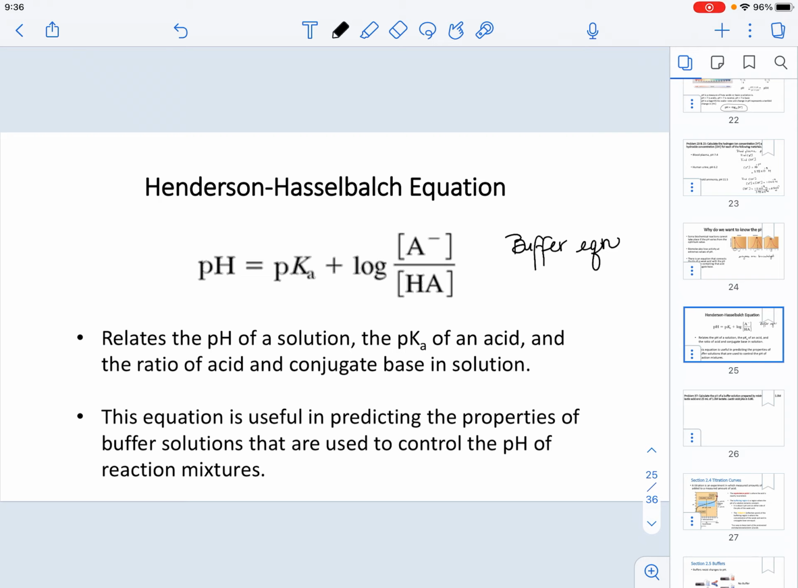Because one of the things about biochemistry is that since we know that our enzymes require a certain pH, we need to have them, when they are studied outside of the body, in an environment that doesn't have big fluctuations in pH, because that can affect the overall activity.